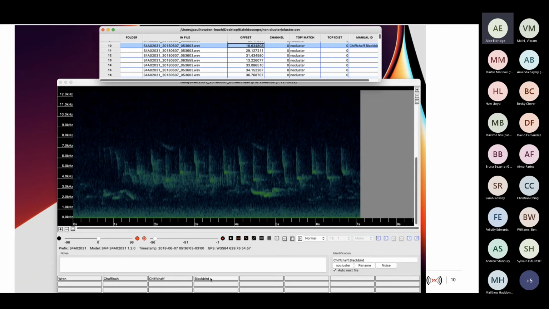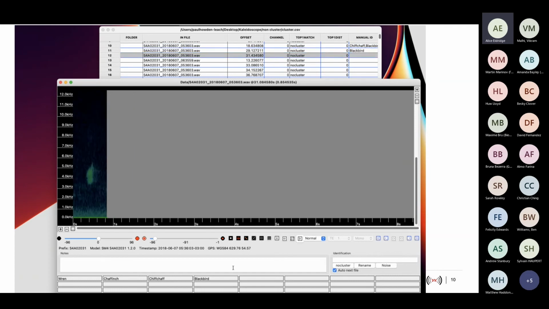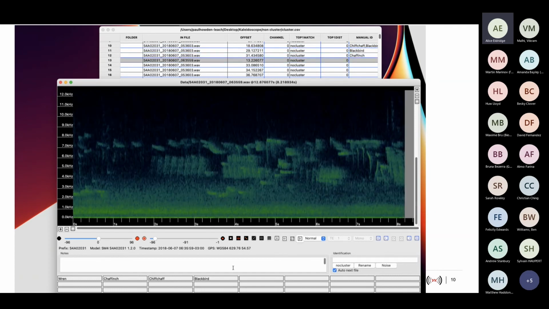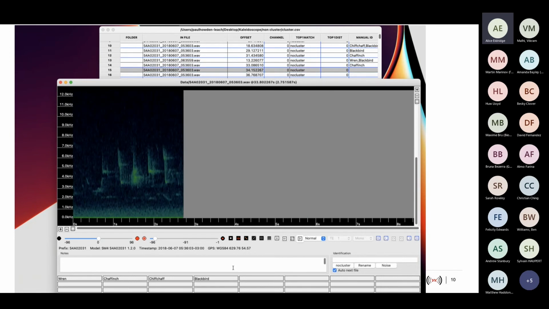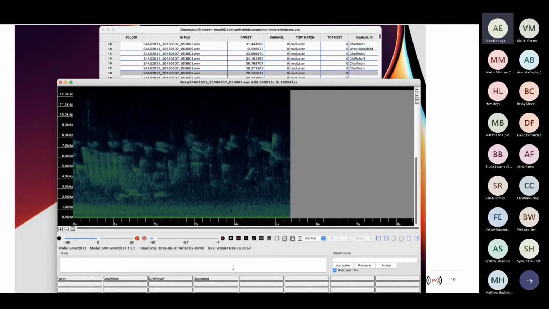So here we've got two at once. We've got a chiff-chaff and a blackbird. So I've just labeled them straight to the table. There's a blackbird. That looks like a chaffinch to me. Yay, there we go. Another blackbird and something wren, maybe. Yeah, okay, another chaffinch, and so on. So this means that we're getting, at a specific point, a label.